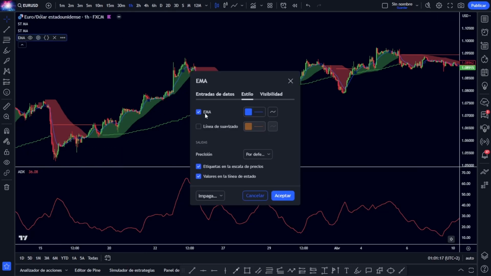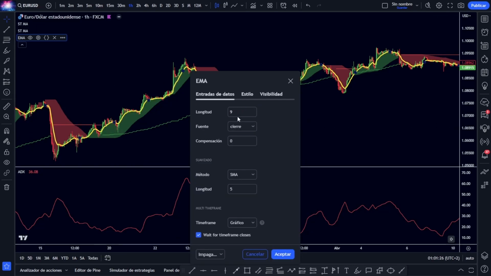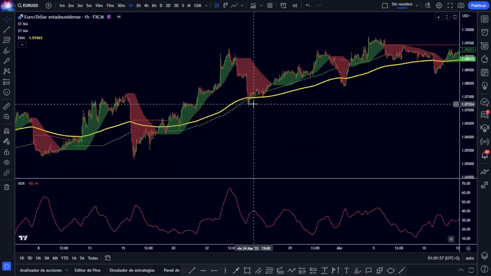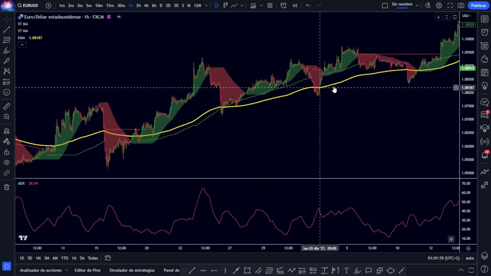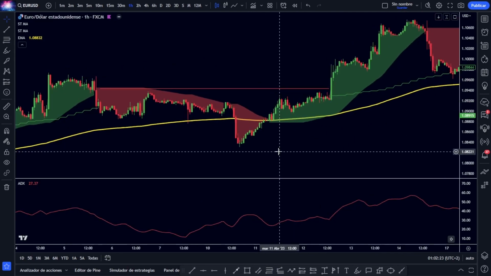First, we go to the configuration of the EMA. We will place it in yellow. We will give it a little more thickness so that visually everything is clearer, and we will put a length of 200 periods. It would look something like this, and you can see how it gives us other extra support zones, where we also have some very clear trend change points that we could take advantage of.